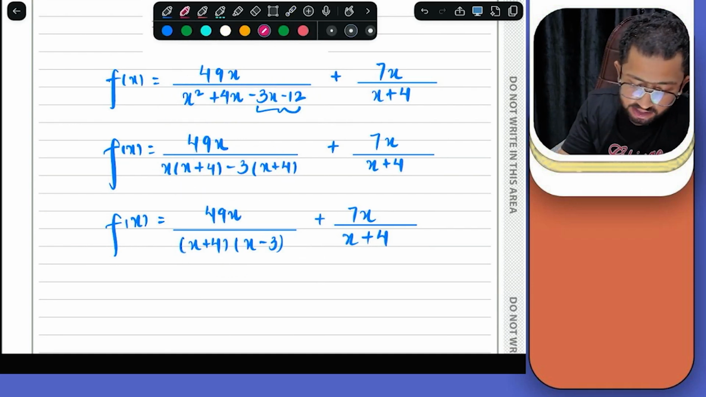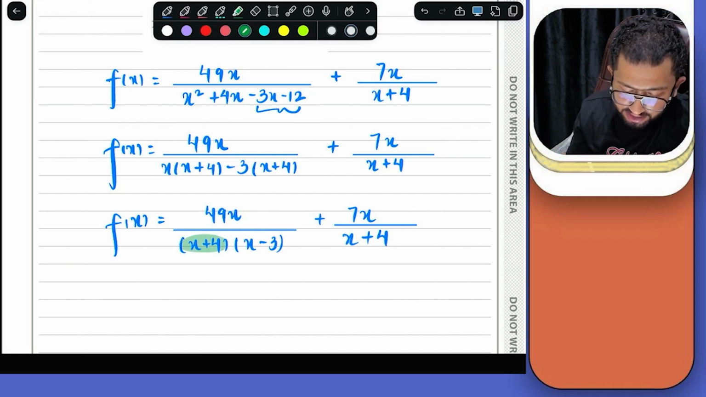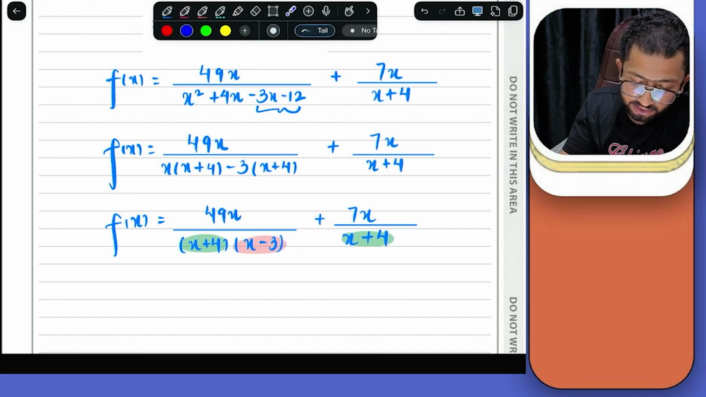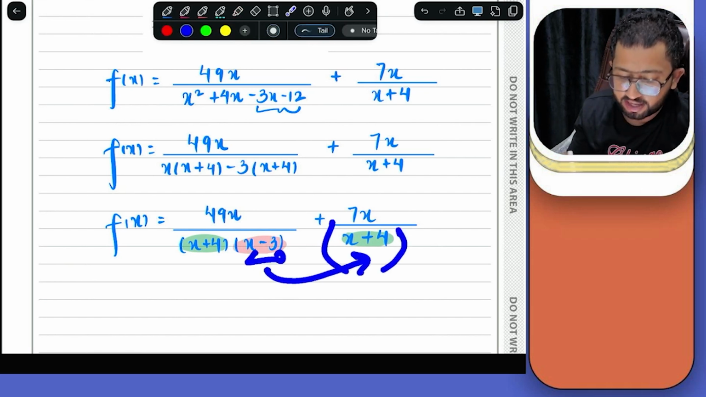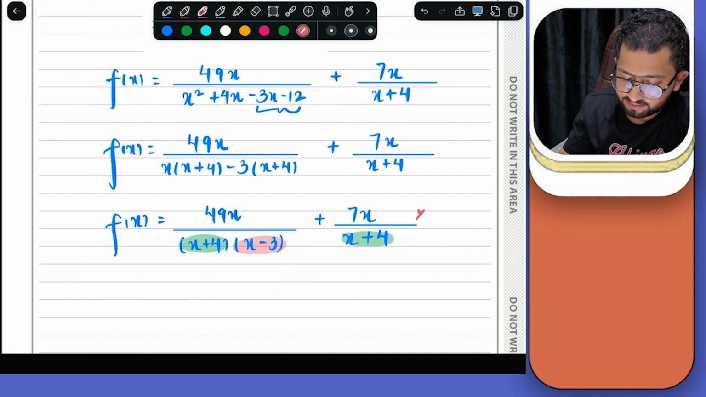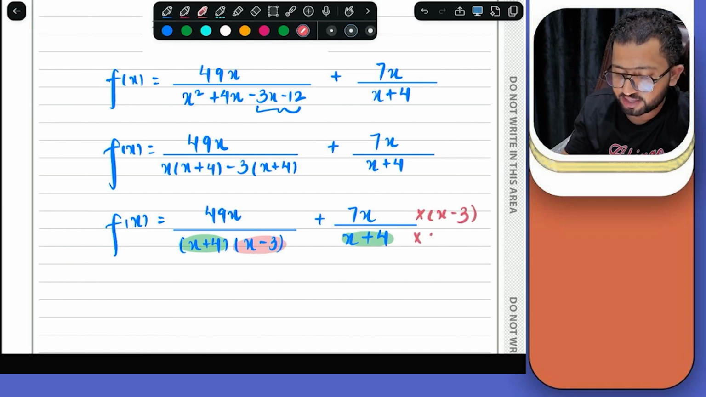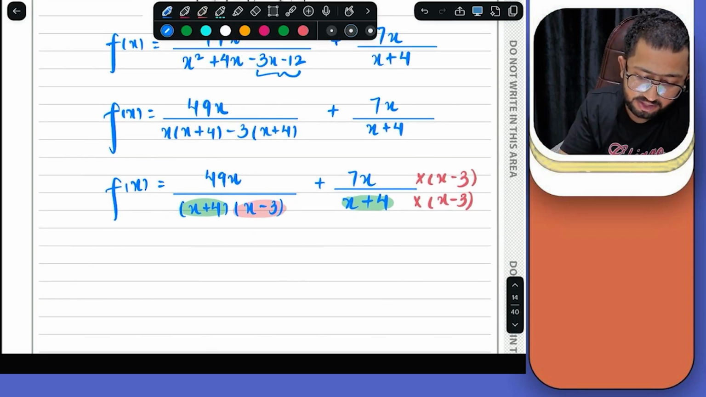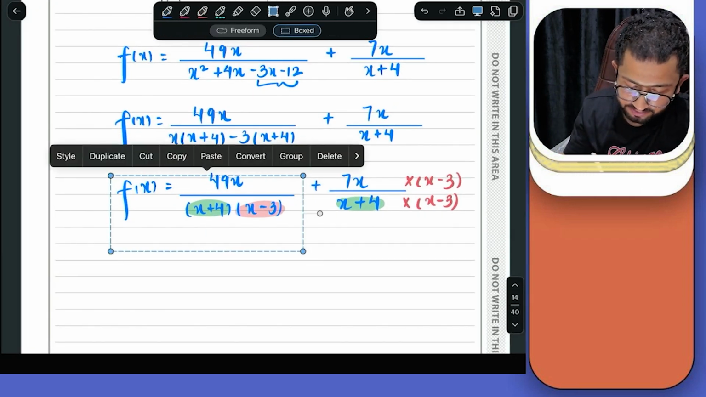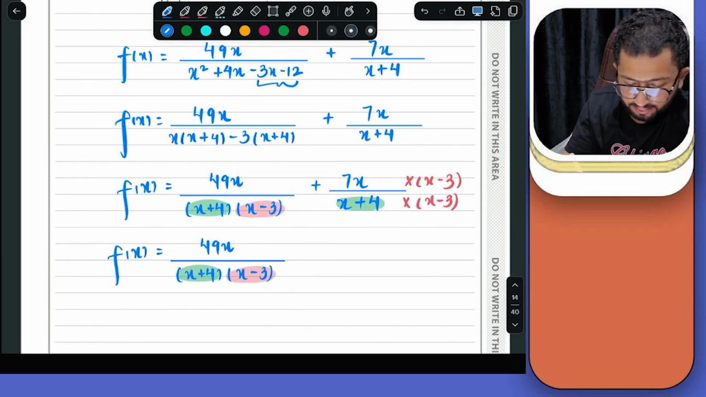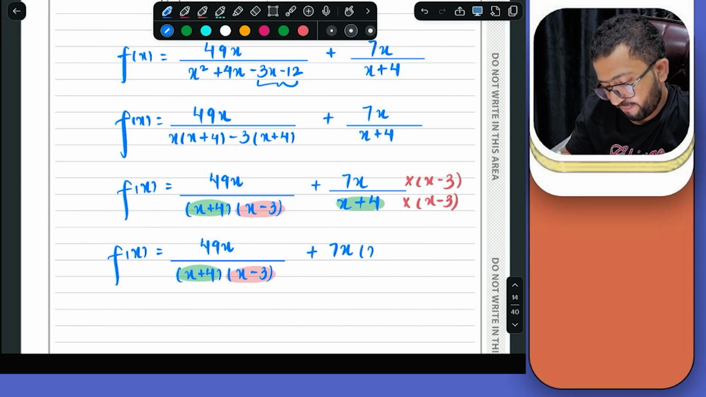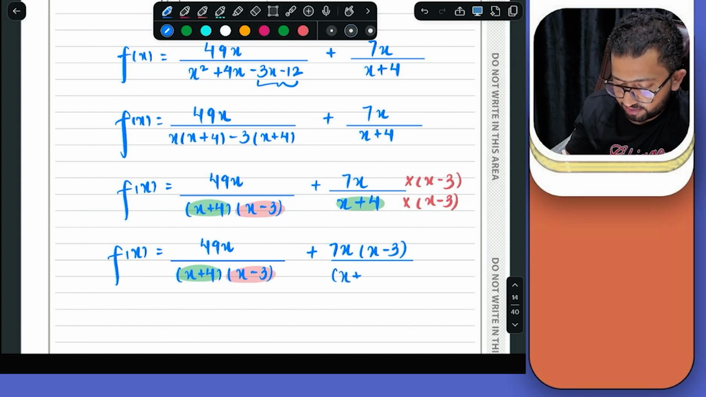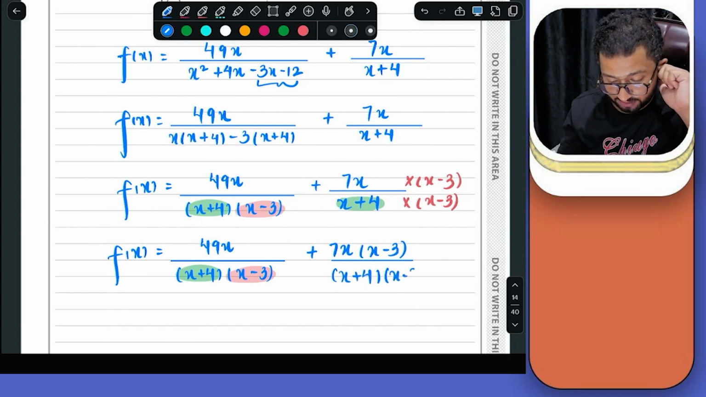Simple. Now the problem is the denominator is x plus 4 and x plus 4, but I don't have x minus 3 in this denominator. How can you make x minus 3? Obviously you can multiply x minus 3 in the numerator and in the denominator. Why? Because I want to make the same denominator. Everyone knows the goal. So after that, what you will get?